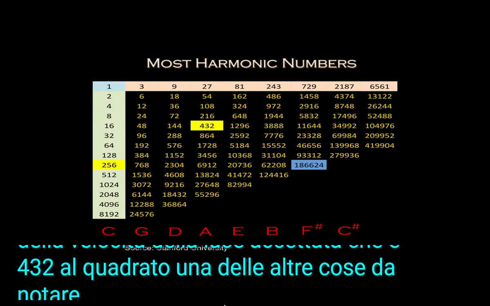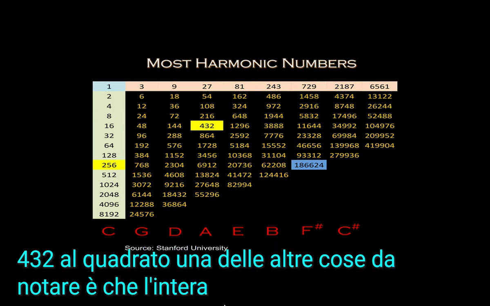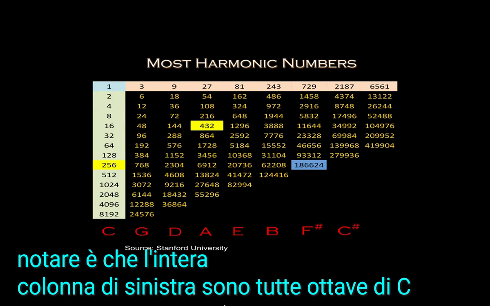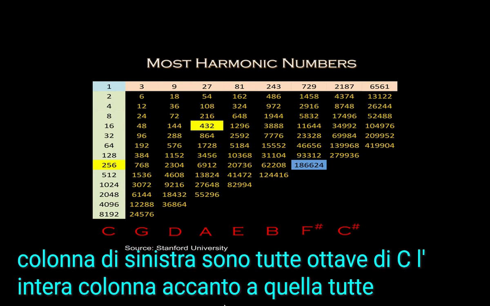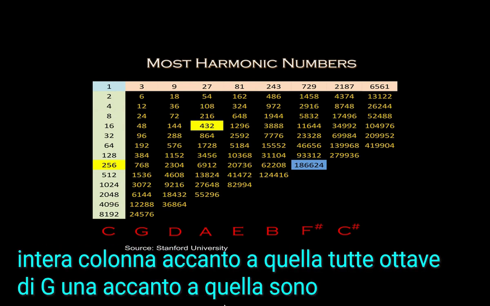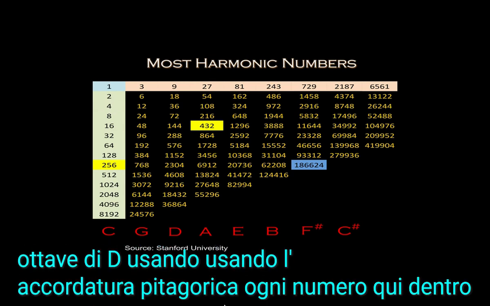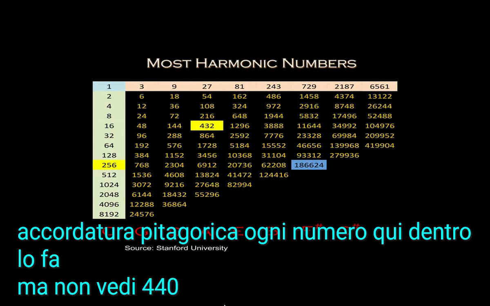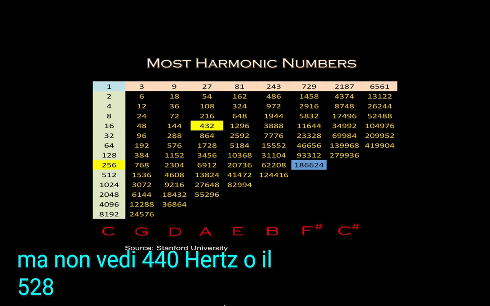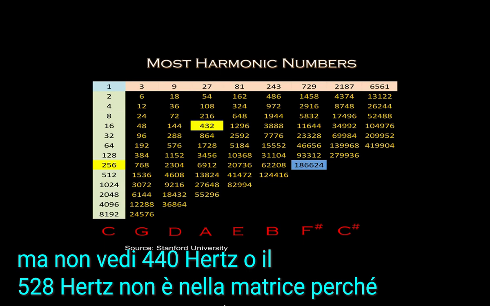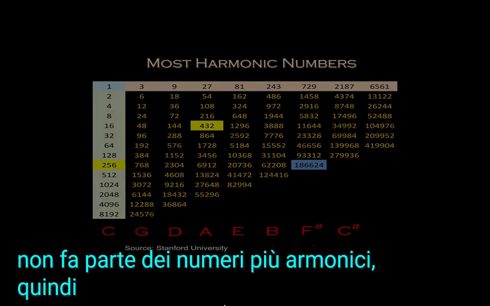One of the other things to notice is that the entire left-hand column, those are all octaves of C. The column next to that, all octaves of G. The one next to that, those are all octaves of D using Pythagorean tuning. Every number in here does that. But you don't see the 440 hertz or the 528 hertz. It's not in the matrix because it's not part of the most harmonic numbers.